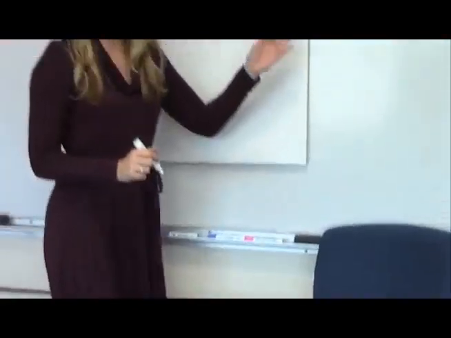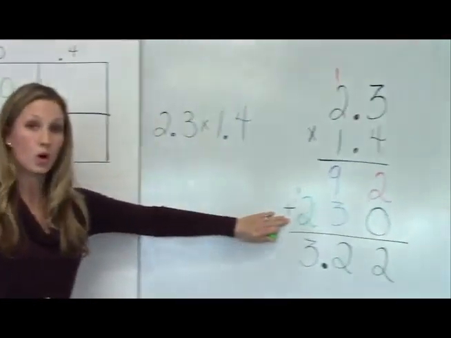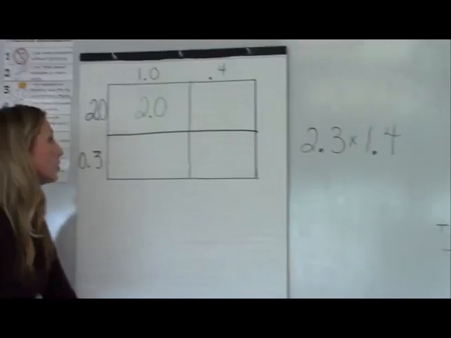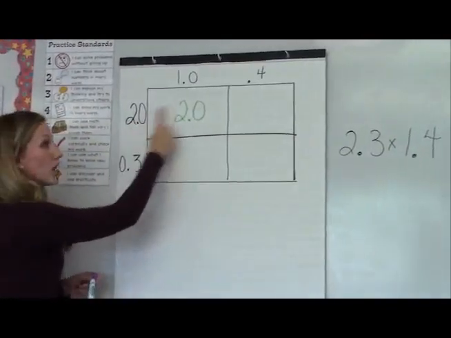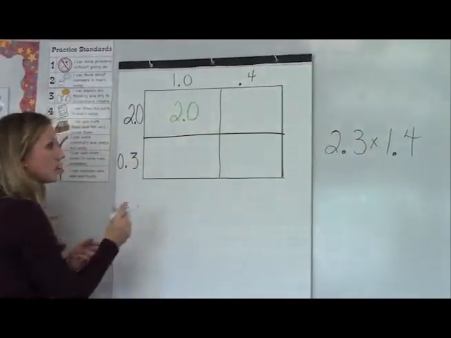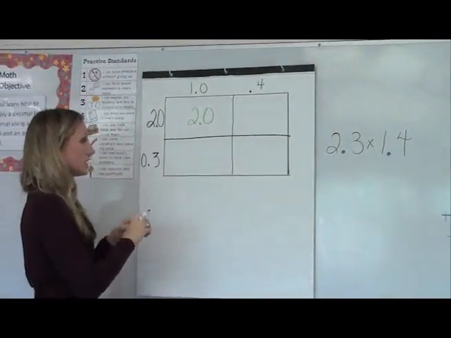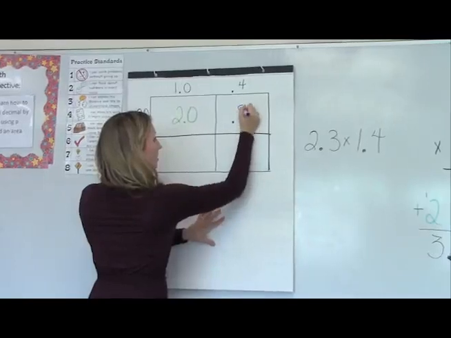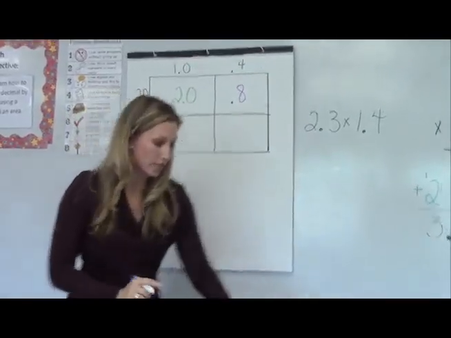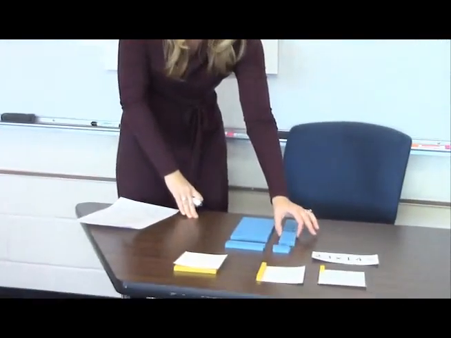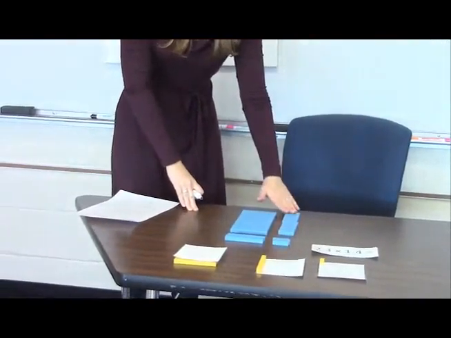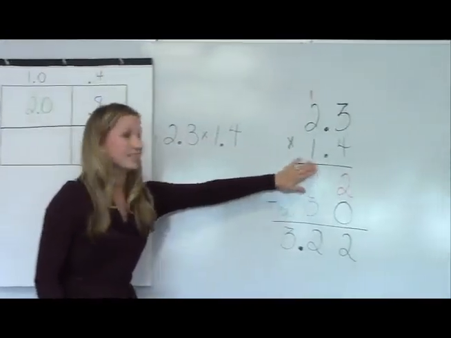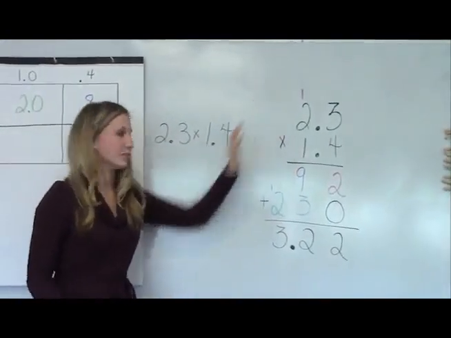If we look at the standard algorithm, you can see that the 2 wholes is represented there. Next, I'm going to multiply 2 wholes by 4/10. 2 wholes times 4/10 gets me 8/10. When we look at our model, we can see that I have the 4/10 and the 4/10 to get the 8/10 total. In the standard algorithm, it says 9, but that's because I already regrouped.